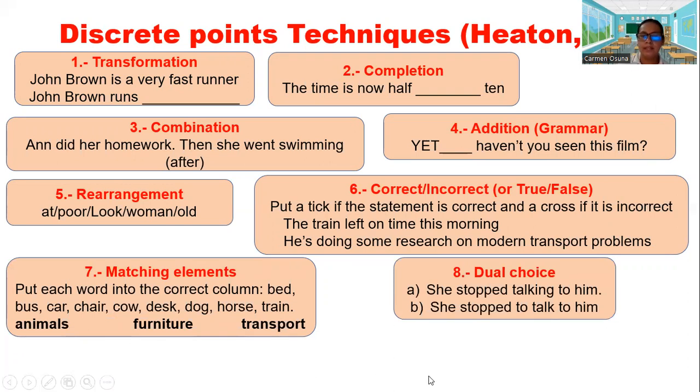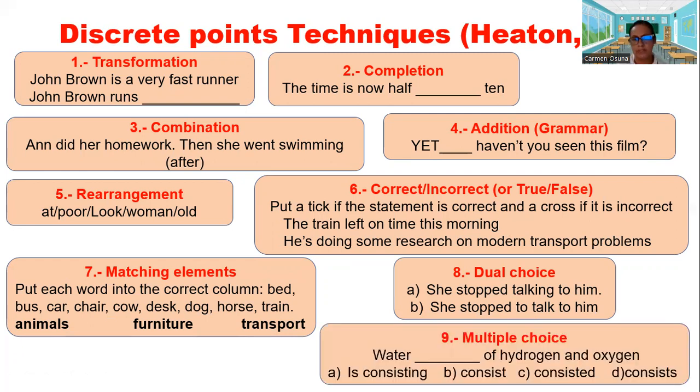Dual choice. Here are two sentences, and we have to see if the meaning of these two sentences is the same or different. And multiple choice. Here there is something missing, and we have 4 options. Which one is the correct one to put here in the multiple choice?